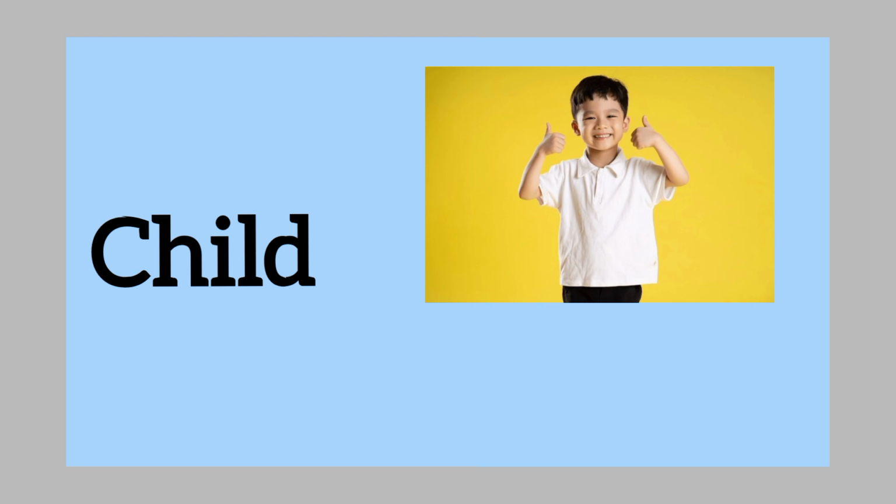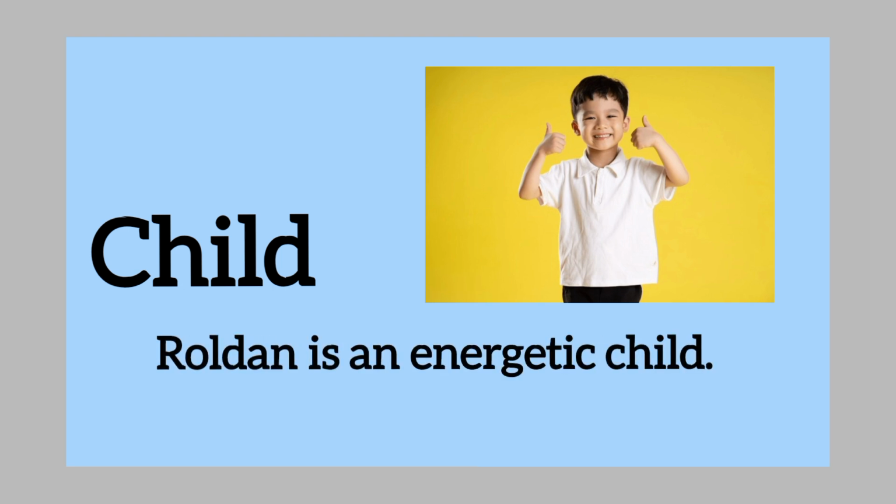Let's have another example, the word child. Let's use it in a sentence first. Roldan is an energetic child. What do you think is its dictionary definition? The word child in this sentence denotes a literal young person.